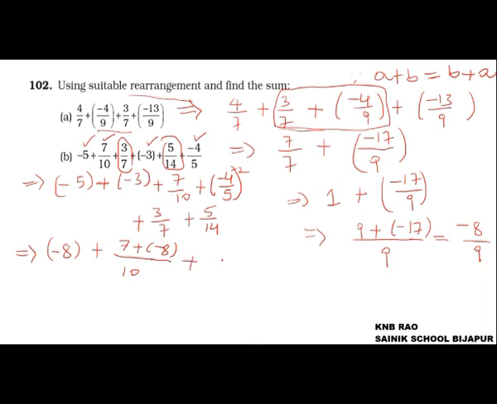This is the simplification. Then here, 3 by 7 plus 5 by 14. Their LCM is 14. So 7 in 14 goes twice. Again this is also multiplied by 2. It gives 6 added to 5. So on simplification here, minus 8 plus minus 1 upon 10 plus 11 upon 14. We can further simplify.